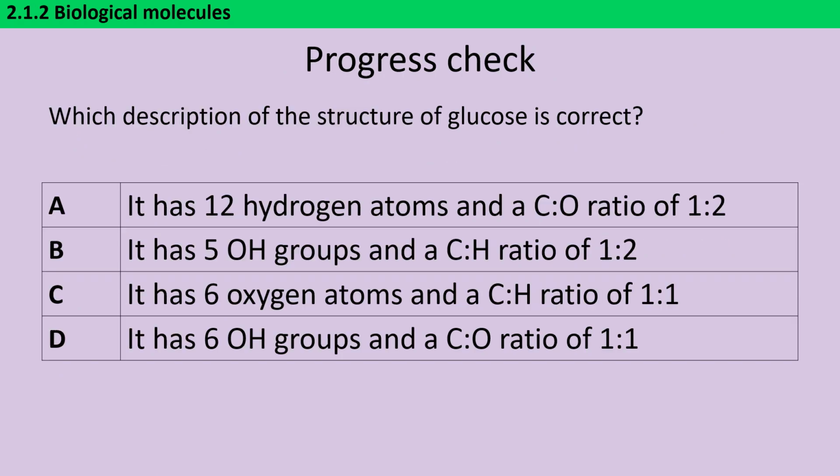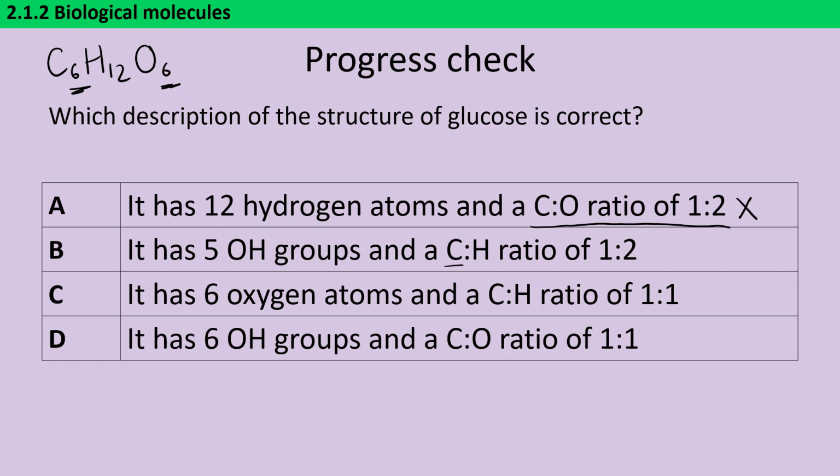Time for a quick progress check, so pause the video and see if you can work out the correct answer to this question about the structure of glucose. Well, we can start off by thinking about the molecular formula of glucose and using that to rule out some of these answers. So we've got a carbon to oxygen ratio of 1 to 2. Well, we can see here we've got 6 carbons and 6 oxygens. So answer A cannot be correct.